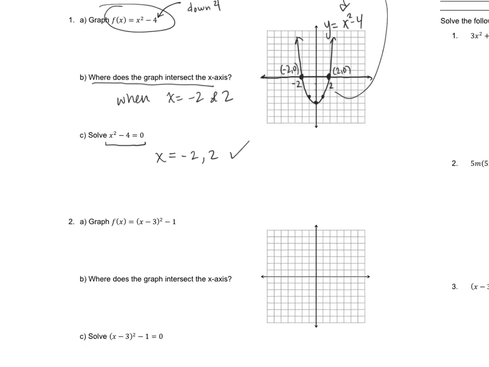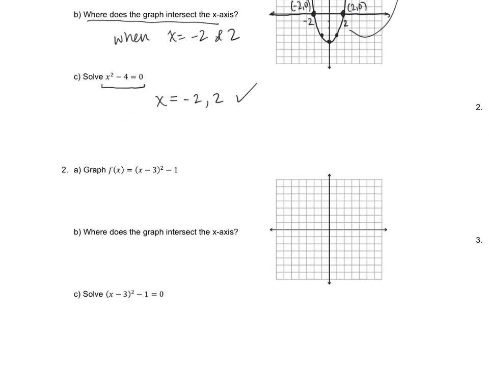So then let's look at number 2. Again, it's another quadratic equation, but it has a little bit more transformations going on. This time, we're going to shift to the right 3 spaces, then we're going to go down 1. So to the right 3 spaces, down 1 would put us here. Same structure as our regular graph, and so there's our parabola.